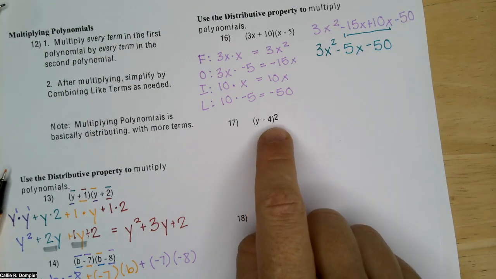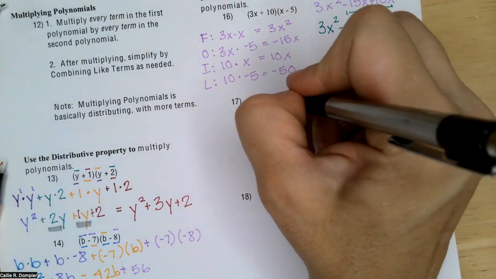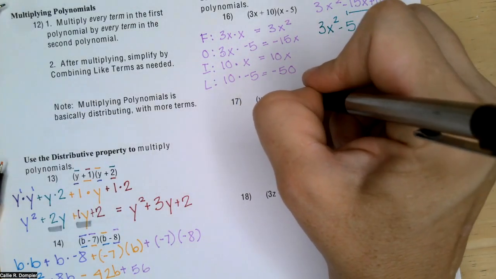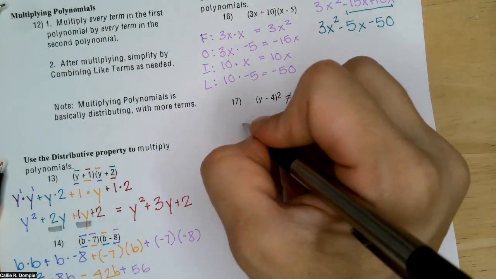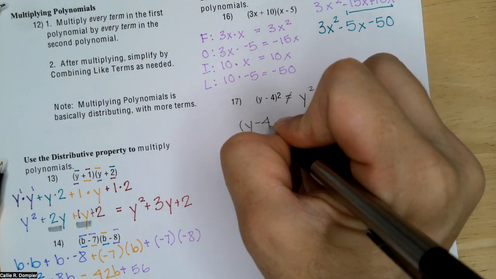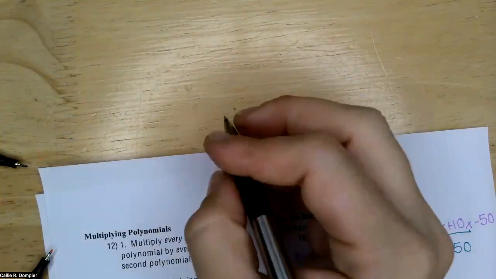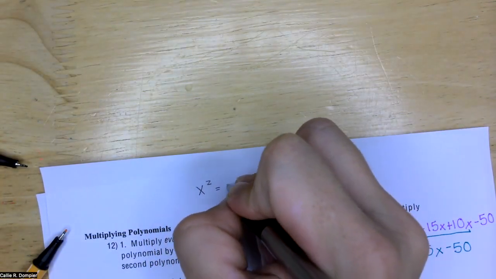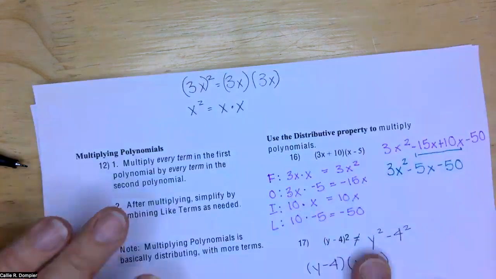And that is as simplified as you can make that trinomial. Good? Now y minus 4, quantity squared. Don't go away yet, I just said we're going to keep doing examples, but it's important that we see how to do this. This is not y squared minus 4 squared. It is that whole quantity squared, or times itself. Because if we have x squared, we're saying that's x times itself. If we have 3x squared, we're saying that's 3x times itself.